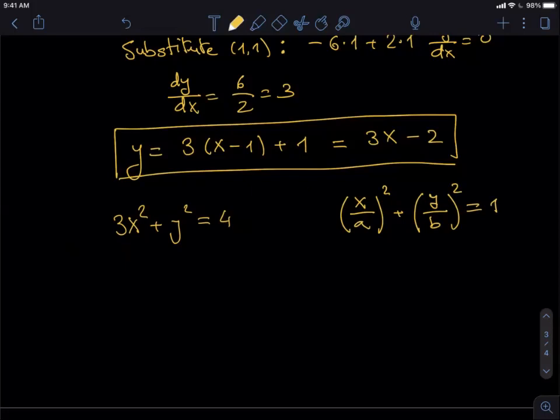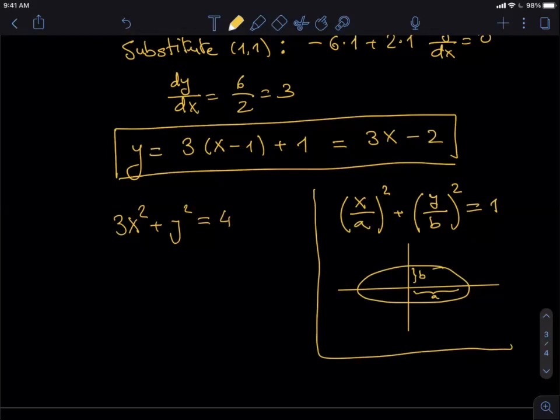And here a and b are the lengths of the axes. So here we have our a and here we have our b. So notice that if a and b are equal, then we have a circle of radius, whatever number they are equal to. So this is an ellipse. This is the equation of the ellipse.